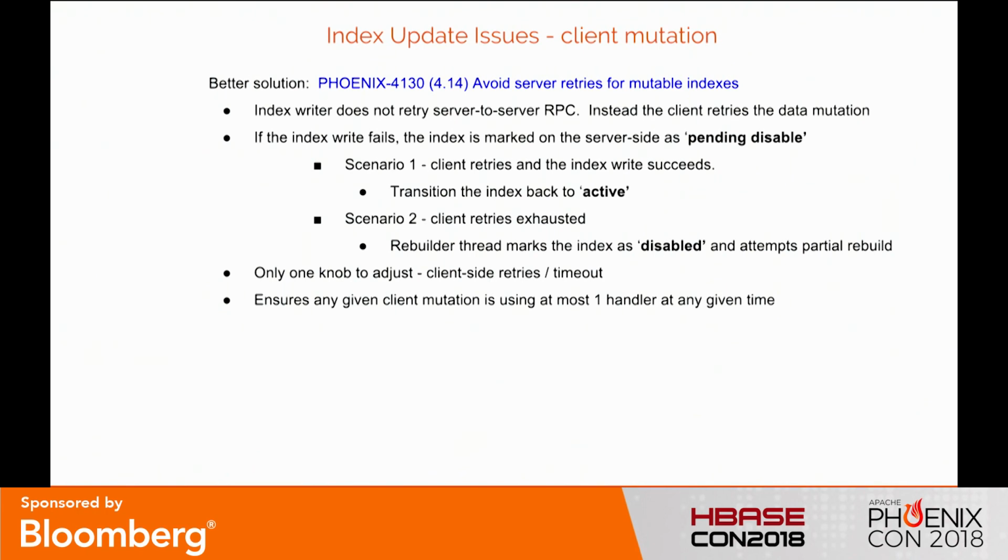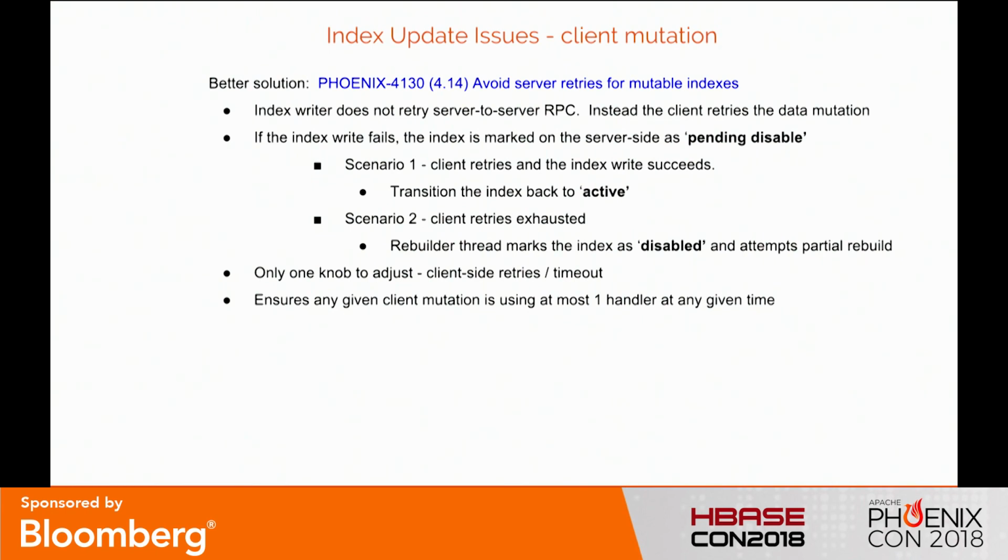So what happens is if the client does a mutation and the index write fails on the server side, instead of marking the index as disabled, we mark it as pending disable. Now the client's going to retry, and there are two potential outcomes, right? Either the client retries and it succeeds, then we transition the index back to active. But if the client retries and the retries are exhausted, then we have to mark the index disabled and attempt a rebuild.